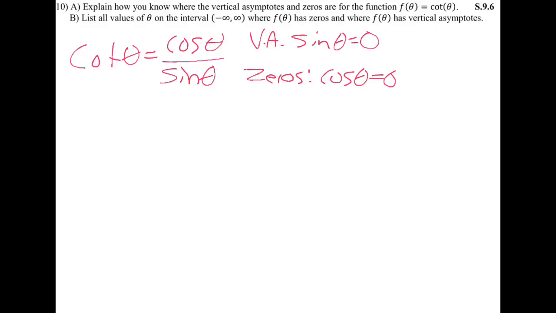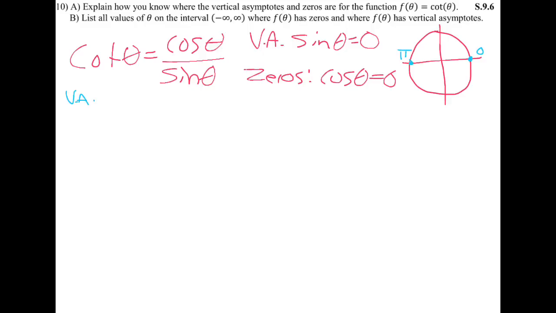So think about the unit circle. Again, I always just come back and draw myself a unit circle. List the values of theta on the interval negative infinity to infinity, where f of theta has zeros and where f of theta has vertical asymptotes. So again, think about what we said. Let's do the VAs first. Vertical asymptotes will occur anytime the value of sine is 0. Sine is your y value, so that will occur here and here at 0 and pi.